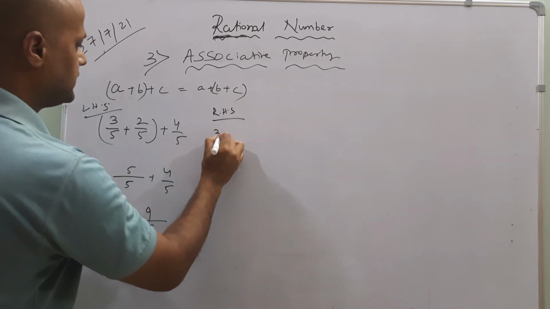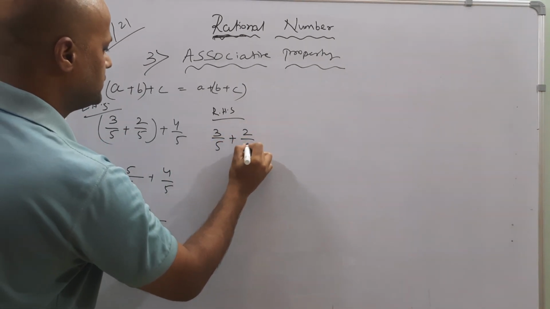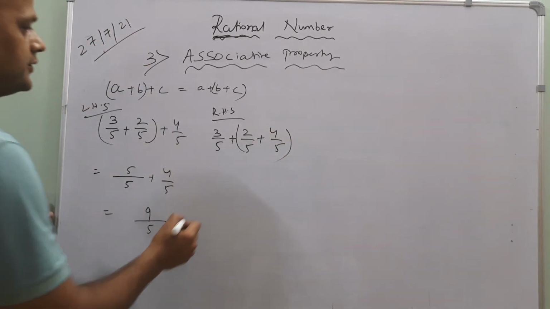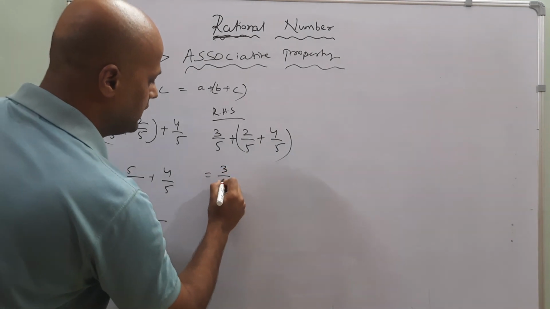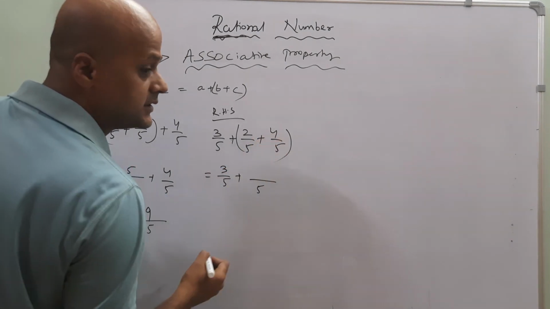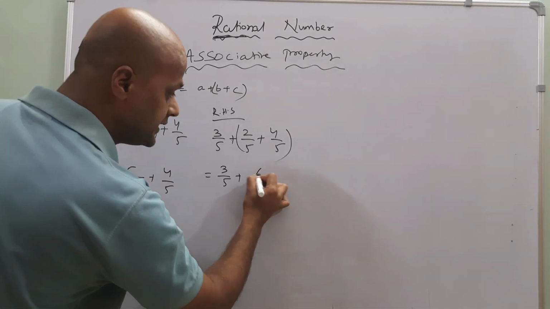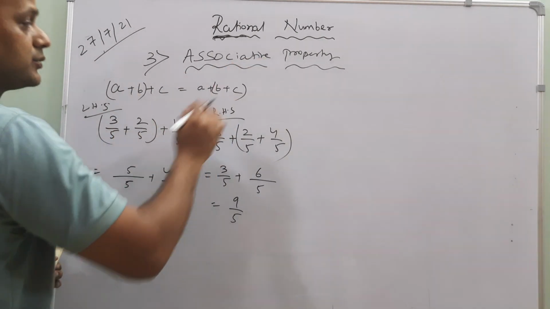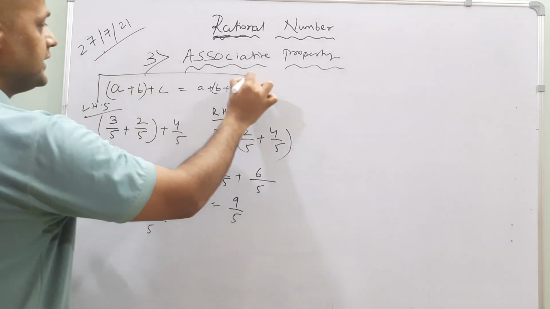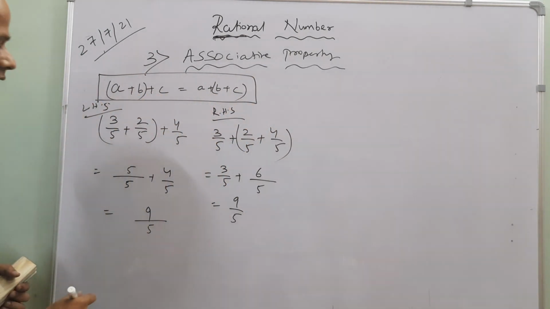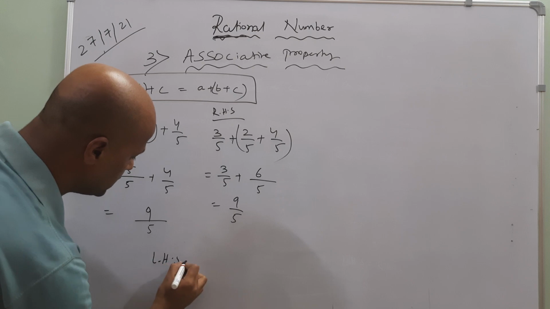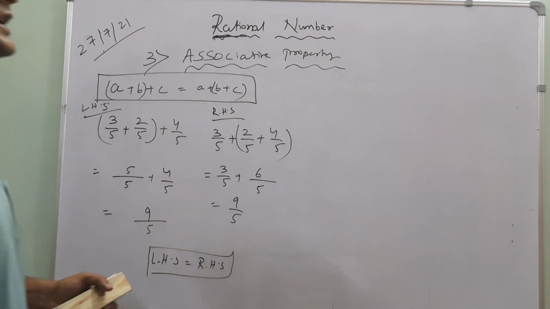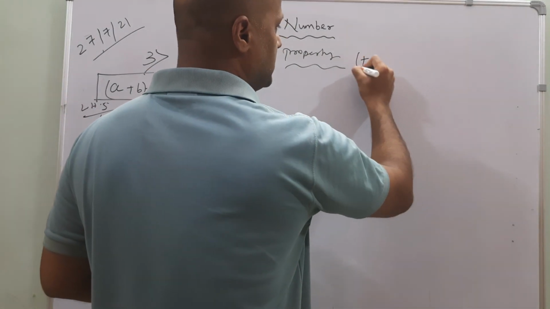Now check it. 3 by 5 plus 2 by 5 plus 4 by 5, where the position of the bracket is different. Now 3 by 5 plus, it is 5. How much is 2 plus 4? 6. That is 9 by 5. In case of addition, rational numbers in this form follow the associative property, and LHS is equal to RHS. Okay, children? Now, in the case of plus, it follows.